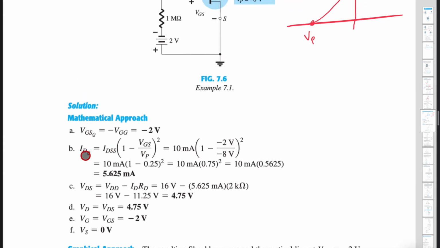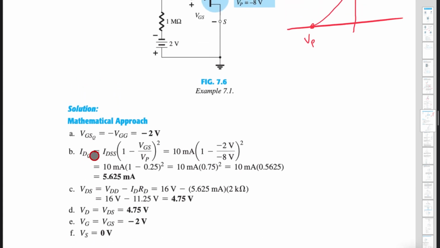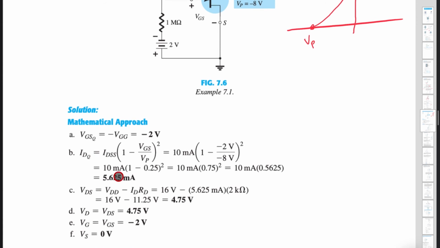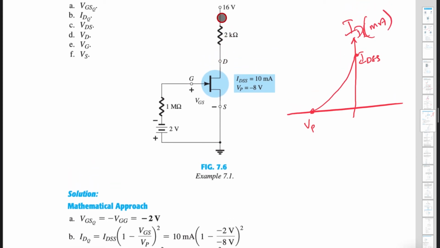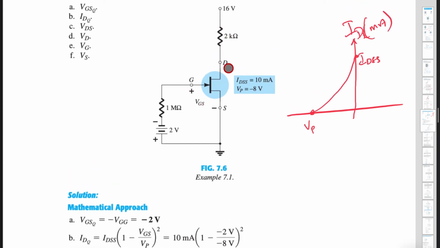What all parameters have they given? IDQ is what you want. First we'll see mathematically and then we'll see graphically. So this is the equation. IDSS is given, correct? VGS is given, VP is given. You substitute, you will get an answer of 5.625 milliampere. And what is VDS? VDS is not measured. Whatever you are measuring is current here and VGS. So this you have to calculate.